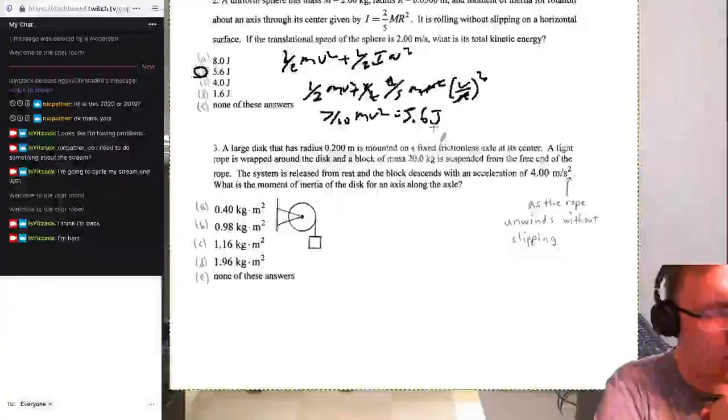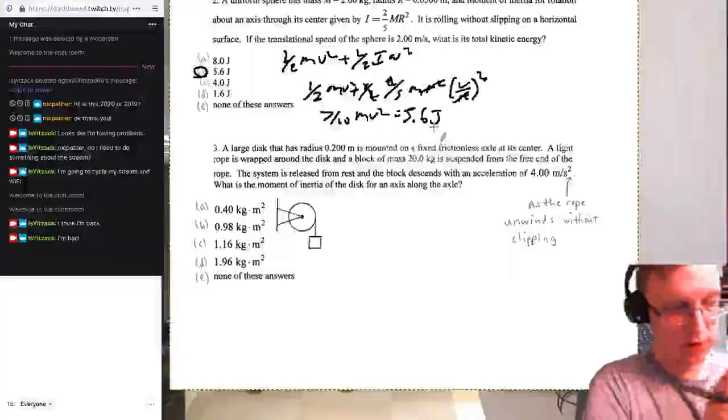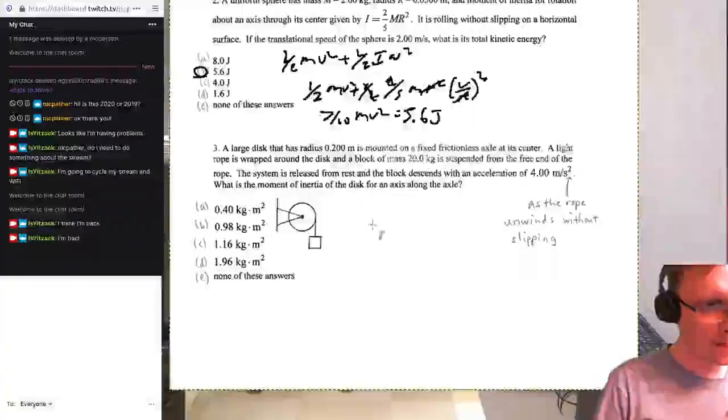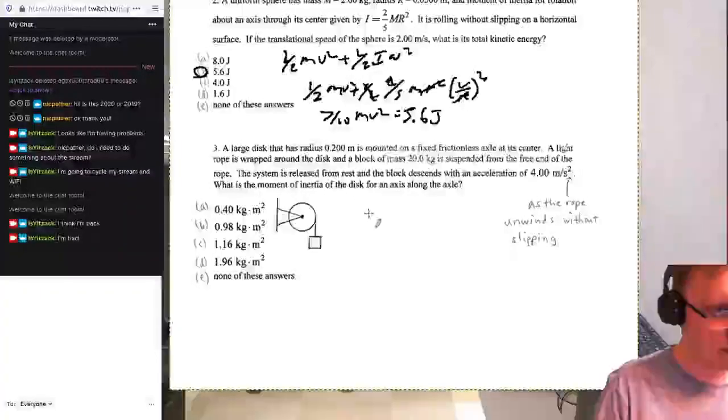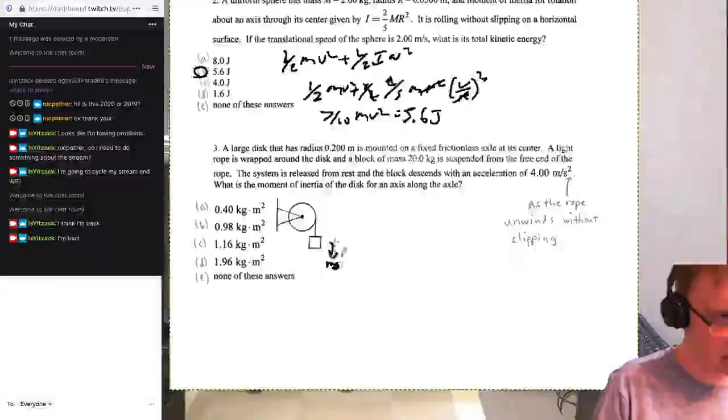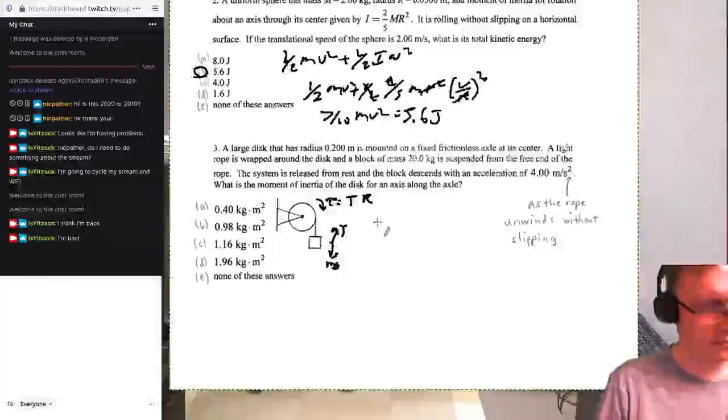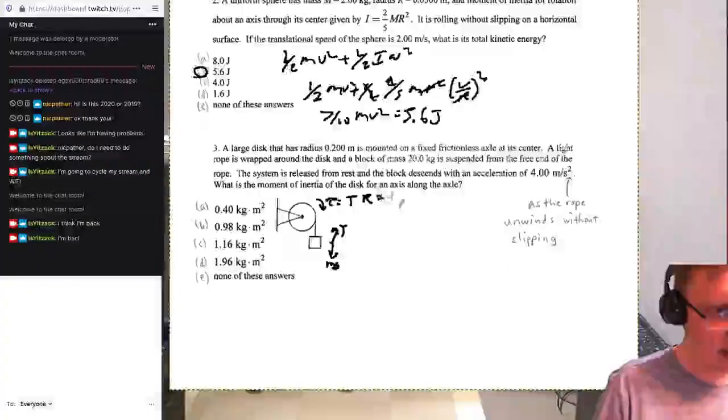What is the moment of inertia of the disc for the axis along the axle? Okay. This is about forces. So we have mg pulling this way, we have T pulling that way, and then we end up with the torque going that way, TR. And this is equal to I alpha, also known as I a divided by R.